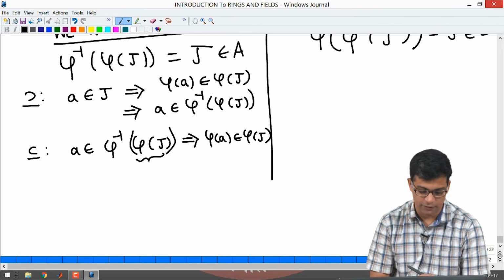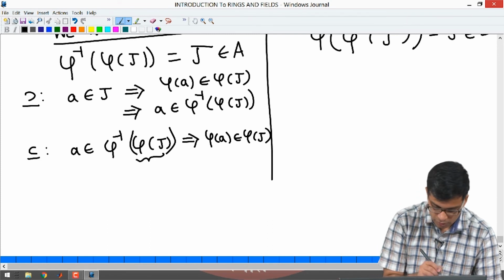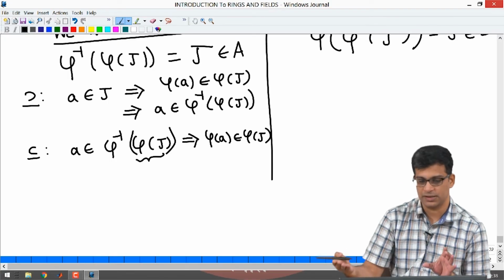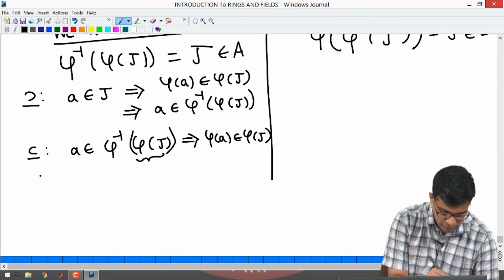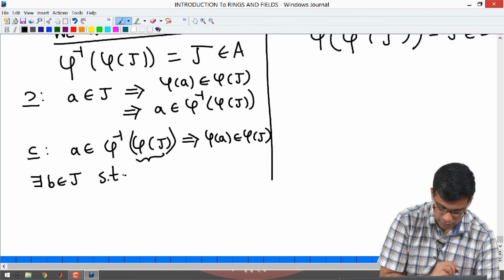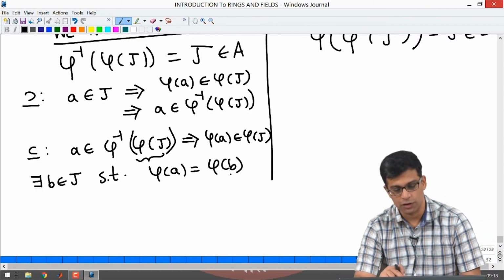So, if something is in the inverse image of phi of J, that means its image is in phi of J. But then we can't immediately conclude that A is in J, because phi of A being in phi of J does not in general mean A is in J. However, what it means is that there exists a B in J such that phi of A equals phi of B, right, because what is phi of J?